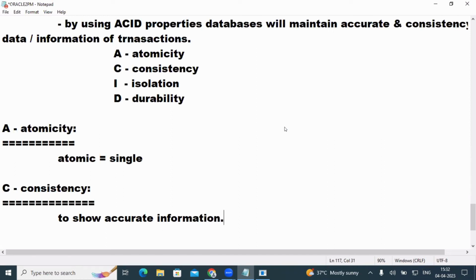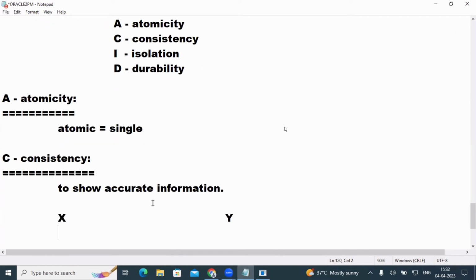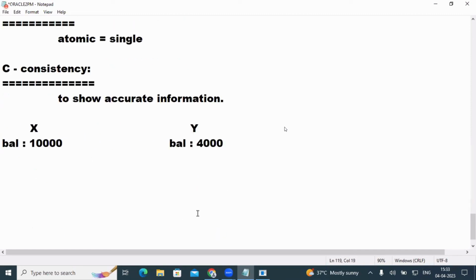What is accurate information, sir? Let me show one example. Suppose there is a person X and a person Y. X person's account balance is 10,000 rupees. Y person's account balance was 4,000. There are two customers, two accounts here: X account 10, Y account 4.